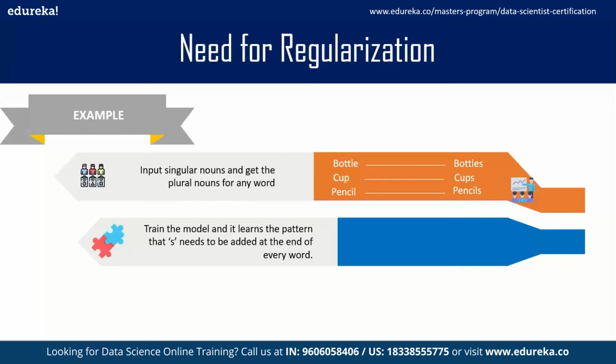Now let's give the model a new input like window. So the prediction the model gives is windows, right? Desk, another input, and the prediction is desks. This is amazing and that is what we wanted. But there is a problem.